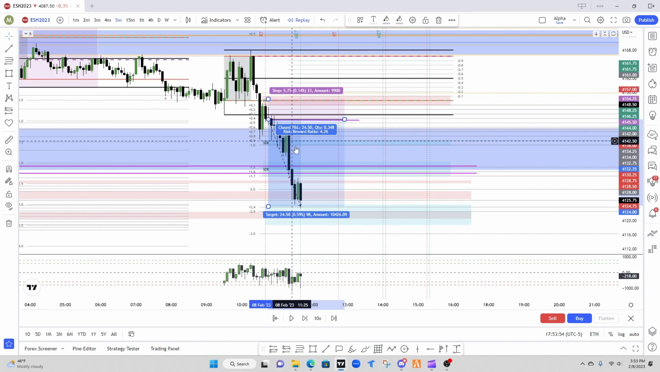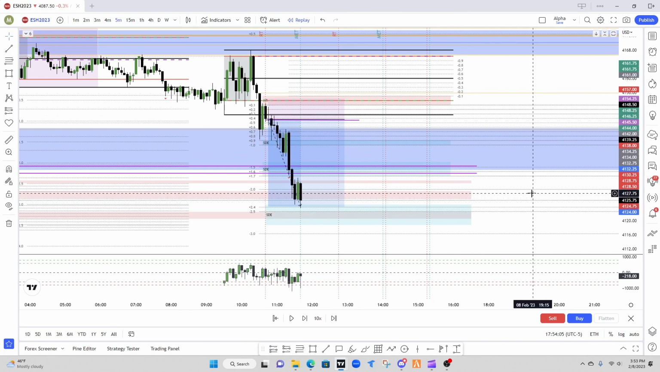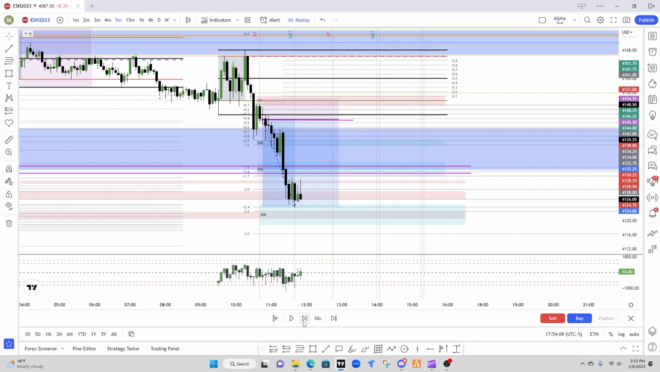So even if we would have come back up and hit break even, it would not have been nice to lose the 4R of profit, but it would have been a break even trade nonetheless. So now we just sit and wait and let price do what it's going to do.